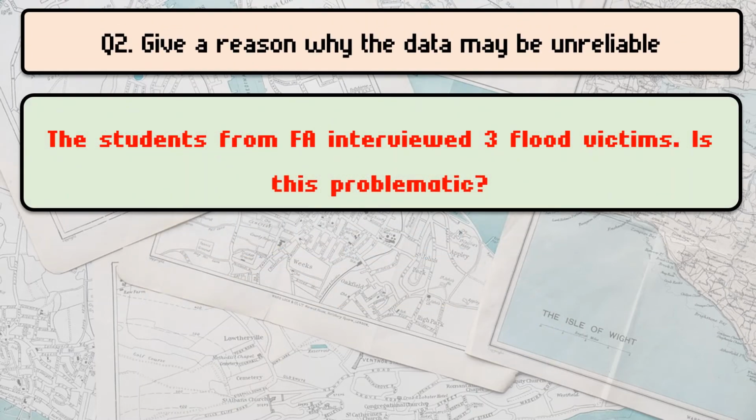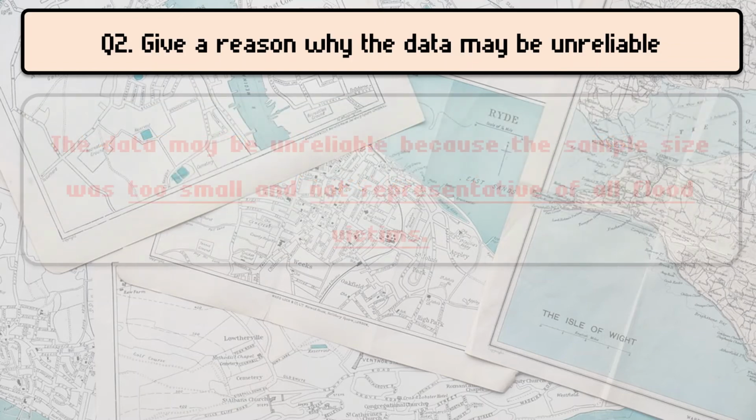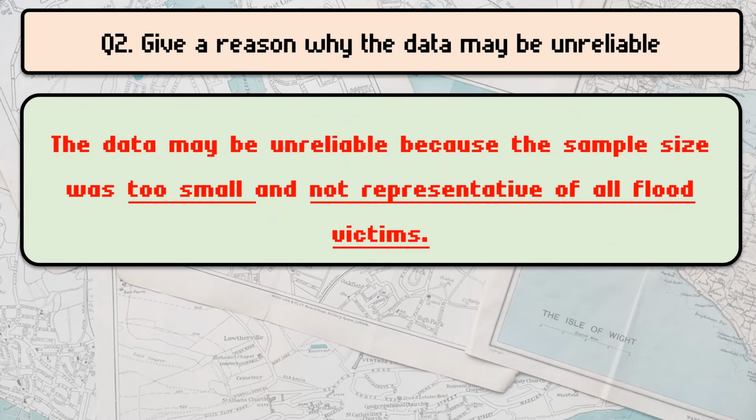Alright. So, back to the question. Give a reason why the data may be unreliable. The students from Flooding Academy interviewed only 3 flood victims. Is this problematic? The answer is yes. Therefore, the data is unreliable because the sample size was too small, only 3 people, and not representative of all flood victims. So they only interviewed 3 flood victims and were trying to make a conclusion about all flood victims.